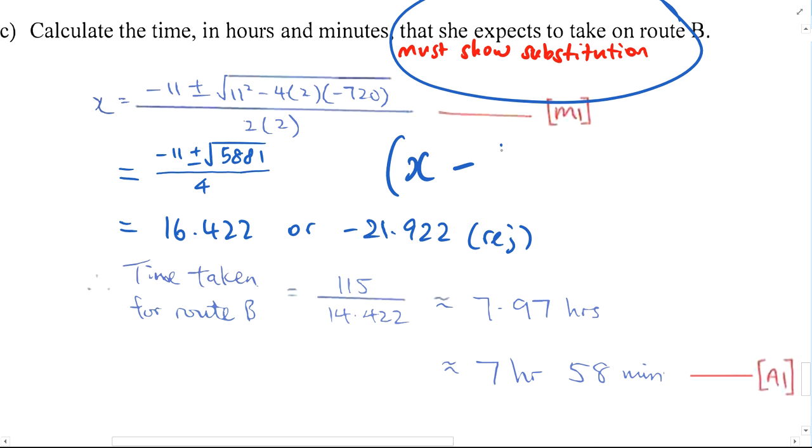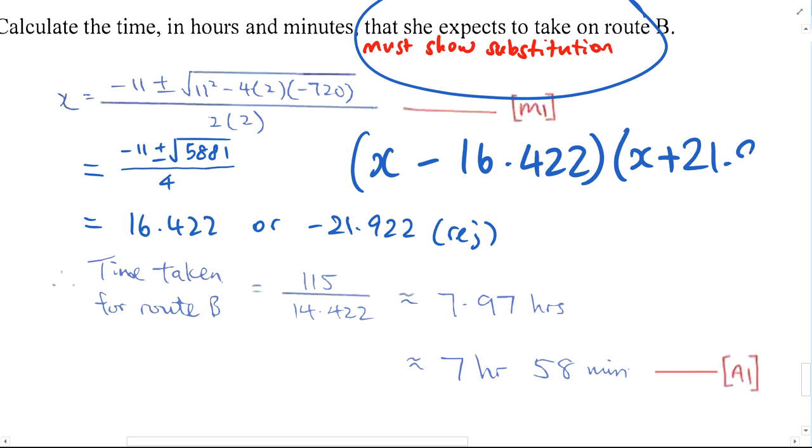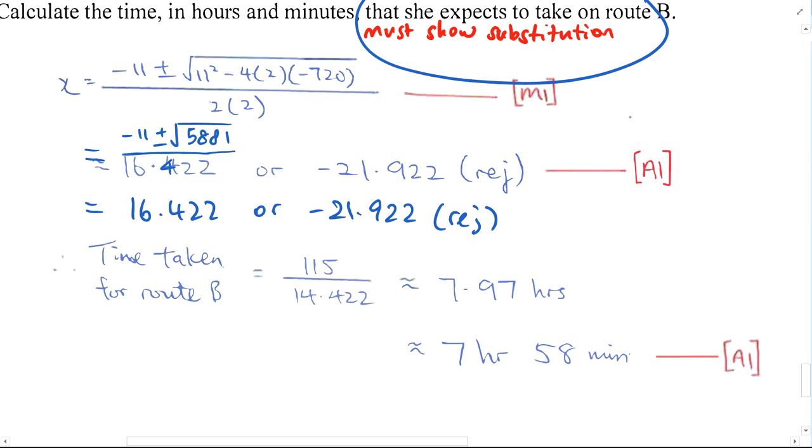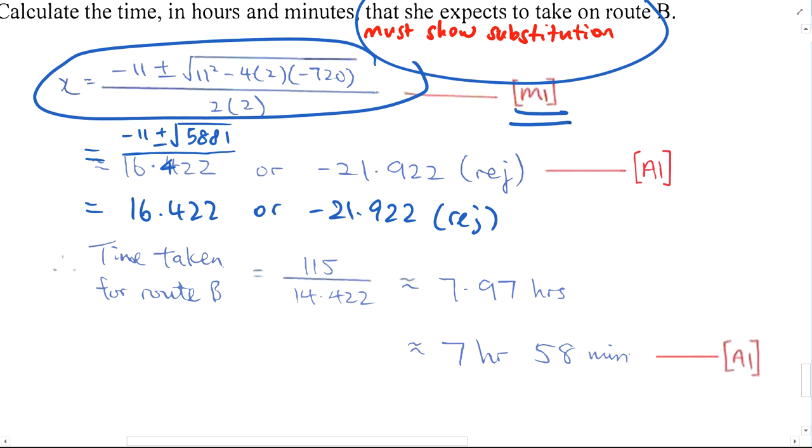You ended up with x minus 16.422 and x plus 21.922. You obviously got this information from your calculator. You were desperate. You were trying to tell me that somehow you managed to guess these two answers. I will give you 0 for this, because it is not possible for you to guess these two values, even though the answer is correct. And you got it right because you used your calculator. I've warned you before already. So showing the substitution gives you 1 mark. If you do not show the substitution, you do not get any mark.